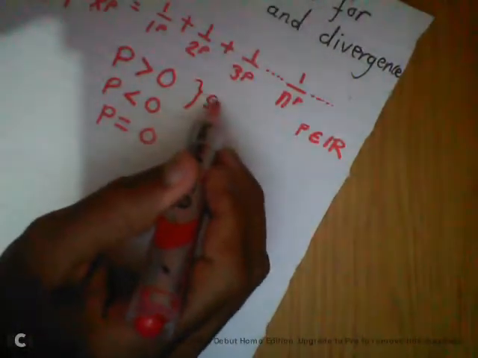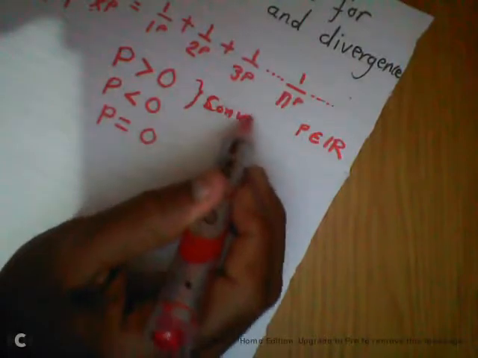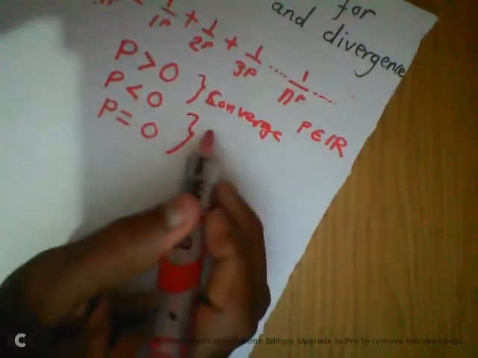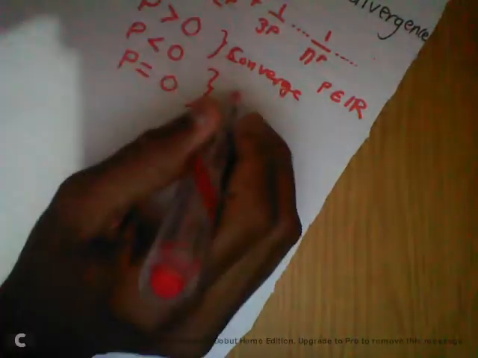But just for now, you have to know that when the value p is greater than 0, the series always converges. For these two, when p is less than 0 or equal to 0, the p-series is always going to diverge.